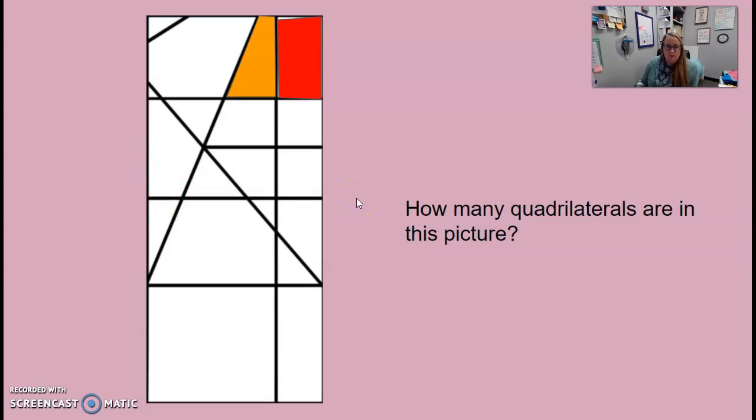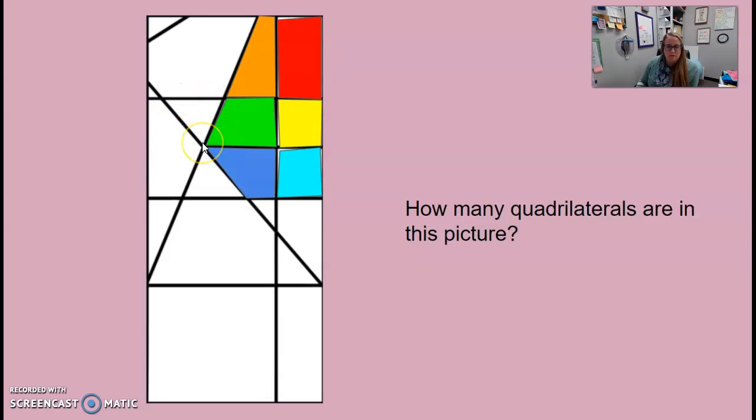Let's see, where can we find some quadrilaterals? Oh, I see this one. 1, 2, 3, 4. And let's see. Oh yeah, that one works. 1, 2, 3, 4. Quadrilateral, 4 sides. Let's see. 1, 2, 3, 4. Oh, that one works. 1, 2, 3, 4. That one works also. What about this one?